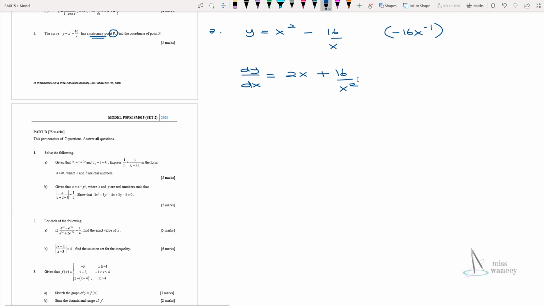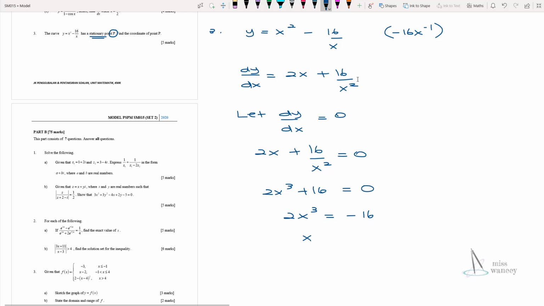To find the stationary point, we let dy over dx equal to 0. So we will have 2x plus 16 over x squared equal to 0. I'm going to bring 16x squared to the left hand side, or should we have a common denominator first? Common denominator first then. So 2x cubed plus 16 equals 0. So 2x cubed is equal to negative 16, x cubed is equal to negative 8, x will be equal to the cube root of negative 8. So x will be equal to negative 2.